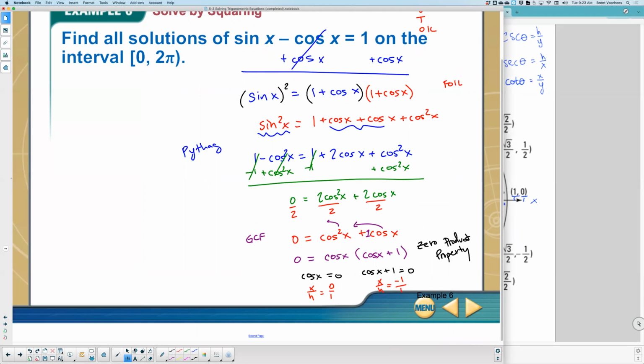Let me get a little white space to write on. It appears that we have 3 answers. From 0 over 1, we have pi over 2 and 3 pi over 2. And from -1, we'd have the answer pi. So we think we'd have 3 answers. I say we think because sometimes when you do the trick I just did, when you square, you create an answer that's not truly there.